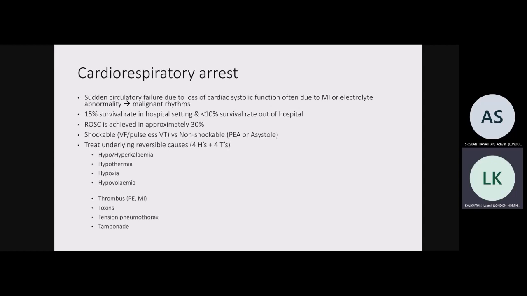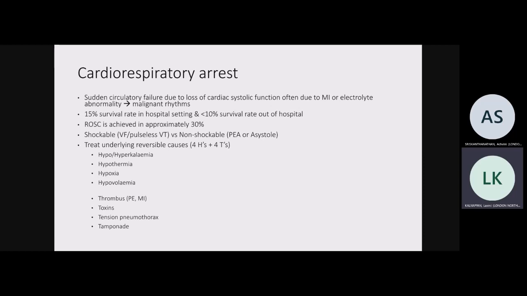Remember your 4 H's and T's. These are the reversible underlying causes that you try to work through as you go through a cardiac arrest call, and try to exclude these causes that may have precipitated the arrest. So hypo or hyperkalemia, low temperature (hypothermia), hypoxia or hypovolemia. The first and the last ones, and hypoxia, sorry, are more common.